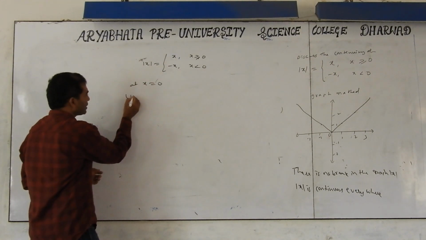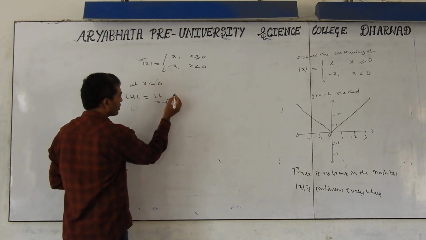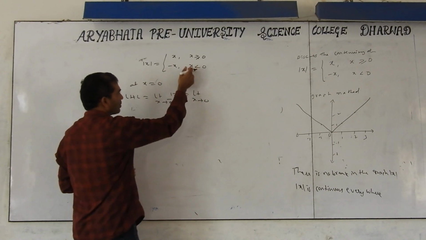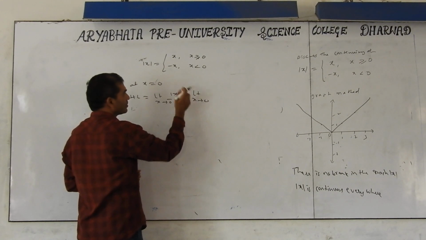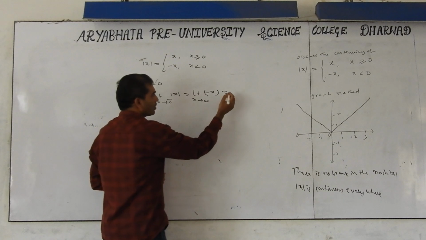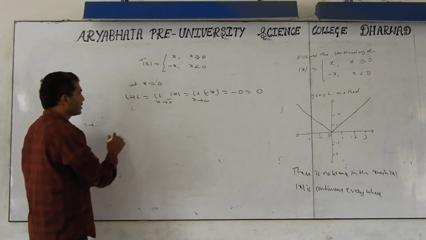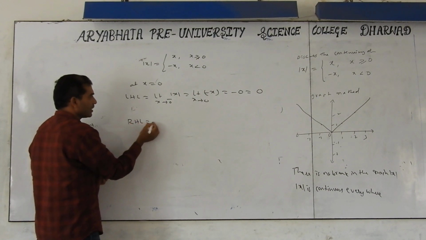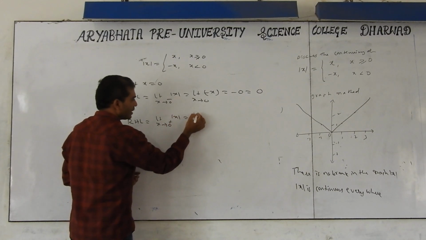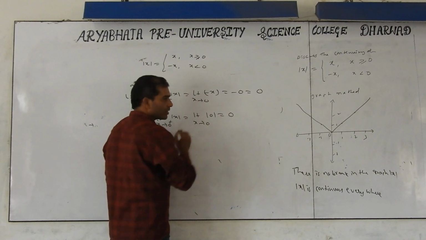Tell me the left limit. LHL: limit of x tends to 0 minus of mod x. For x below 0, mod x is minus x. Put x equal to 0, minus 0 is 0. Next, RHL: limit of x tends to 0 plus of mod x, which is equal to 0.